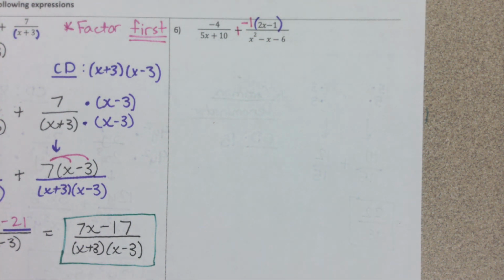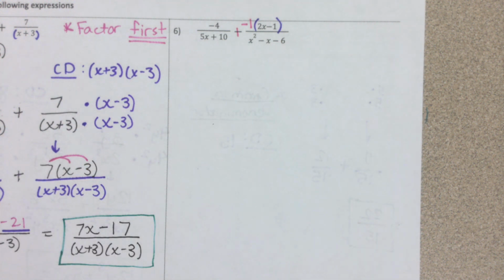We have 2 factorings to do, one in each denominator. 5x plus 10. We can factor this. What kind of factoring problem is this? What do we always look for first? Anytime we look at a factoring problem, I always ask you to look for this specific thing. It's 3 letters. What's it called? Yeah? GCF. Thank you. Always search for that GCF.